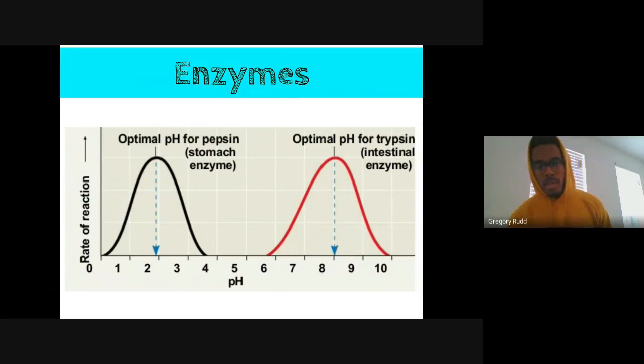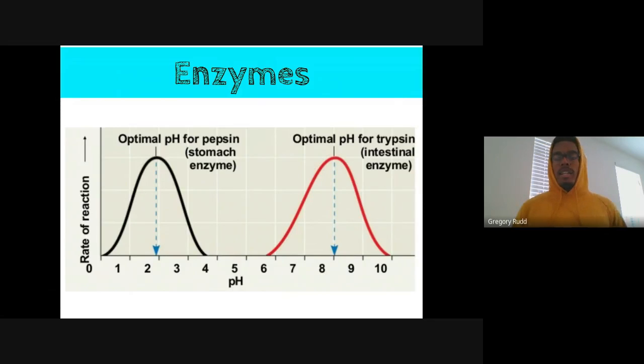We've got two enzymes here. One is called pepsin and one is called trypsin. These are real enzymes that you have in your bodies right now. One of them is in your stomach. Pepsin is in your stomach, so it allows you to break down foods specifically for carbohydrates.